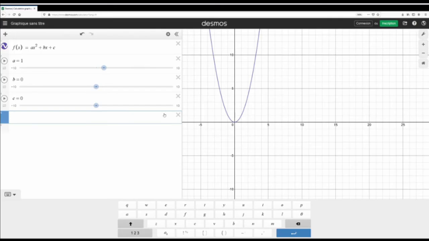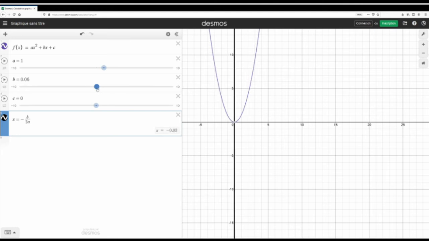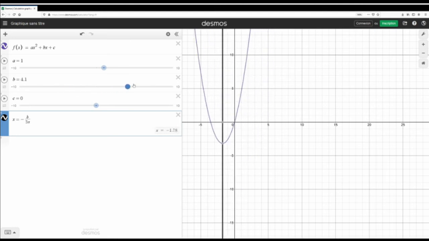So at this point, we're going to want to check our work. So I can set x equals minus b over 2a. And so this line here is really just plotting the x-coordinate of a point of symmetry. And as I move these values around, you can see that it follows a parabola. So our work seems to be valid.